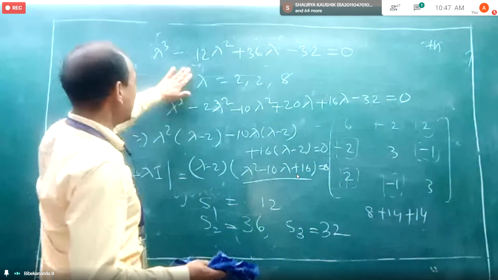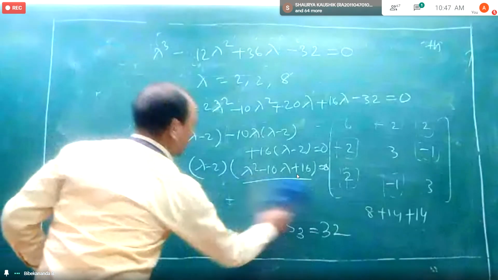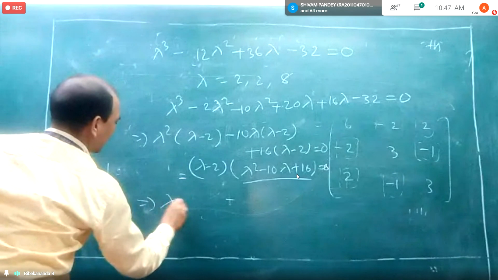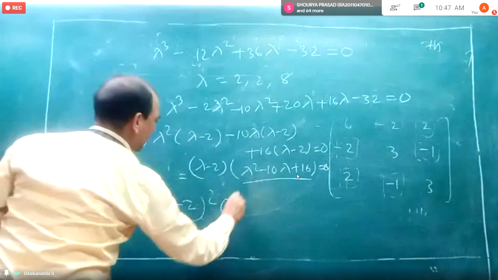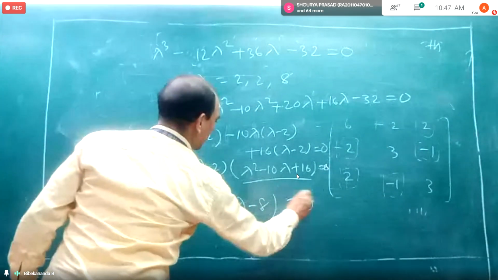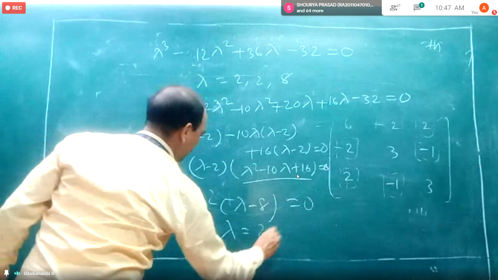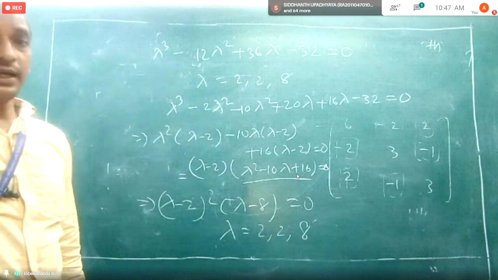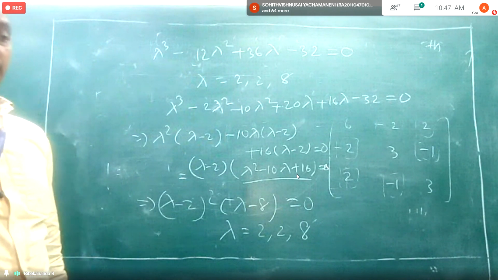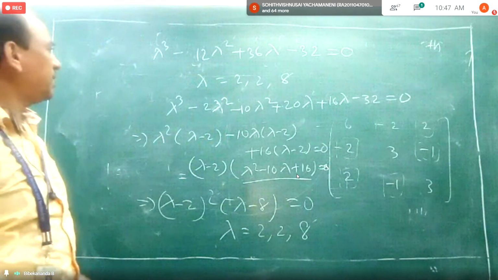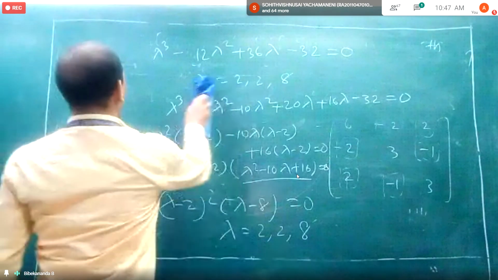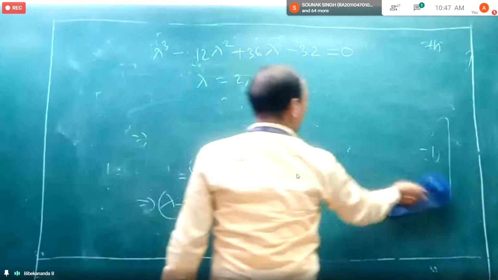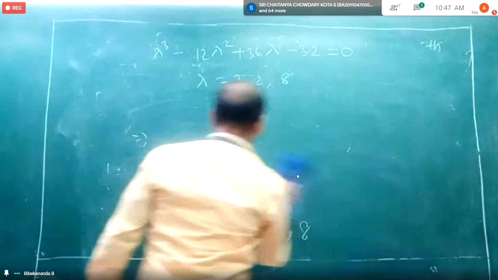So this is the thing we will get. So that implies lambda minus 2 whole square into lambda minus 8 equal to 0, and so lambda equal to 2, 2, and 8. So these are the eigenvalues. Now for lambda equal to 8, you don't have any problem.